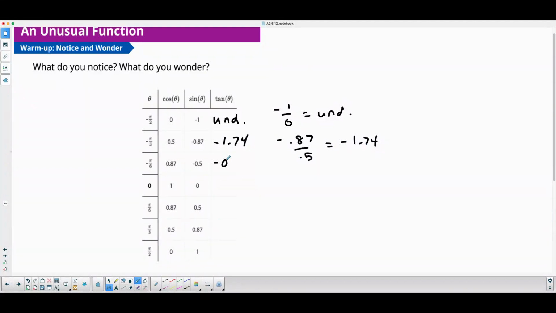I get -0.57. 0 divided by 1 is 0. No, wait, that's wrong. I get 0.57. Sorry, I did it wrong. This is going to be 1.74, and then this is going to be undefined again.